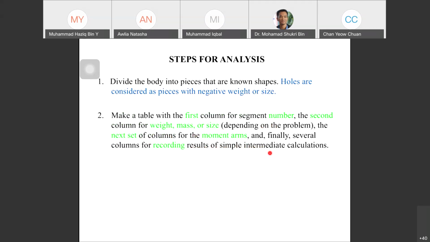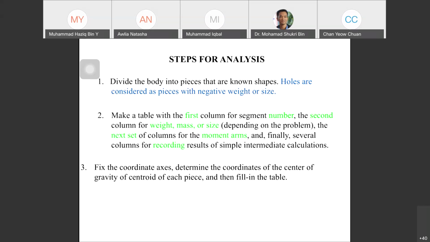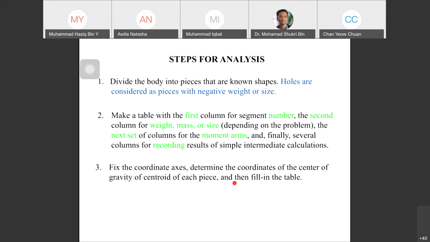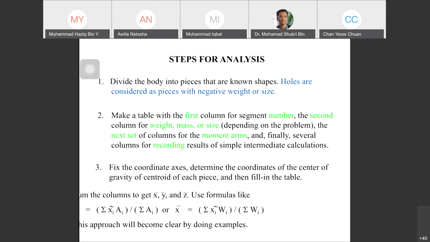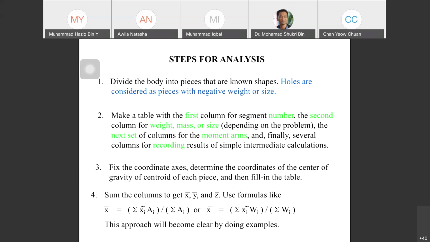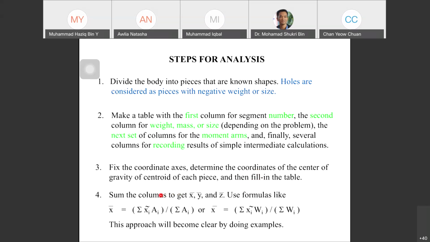Alright, so number 3, fix the coordinate axis or origin. Determine the coordinate of the centroid for each piece and then fill in the table. Sum the column to get x bar, y bar, z bar. Use a formula like this one. We can see the example to get a clearer picture.